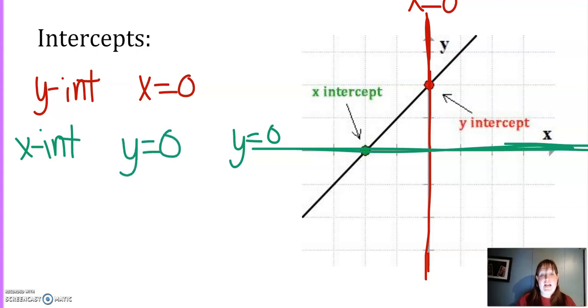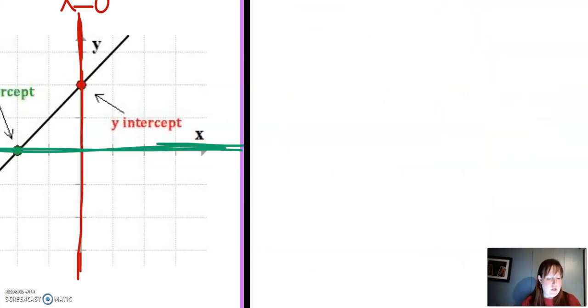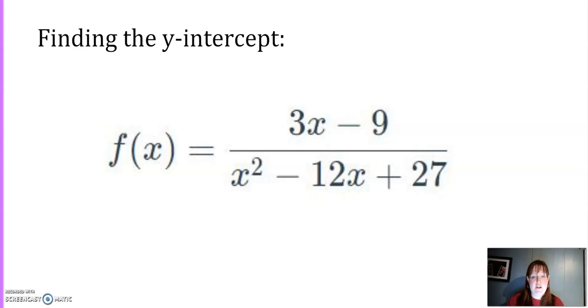So how do we find these in an actual function? Well, I always say the y-intercept is the easiest one to find. All you have to do is plug in 0 for x and simplify. So if I come over here and I'm looking for my y-intercept, I do f of 0, which means put in 0 for x.